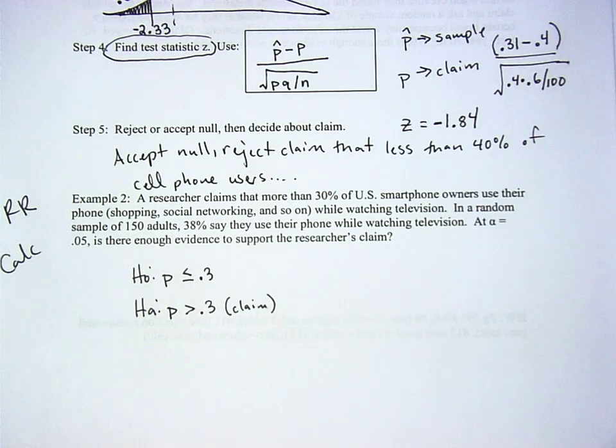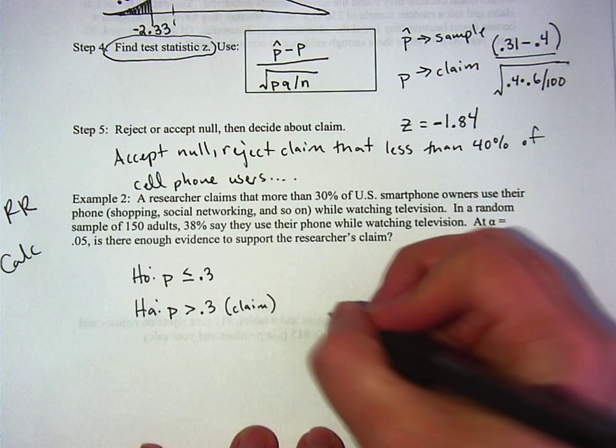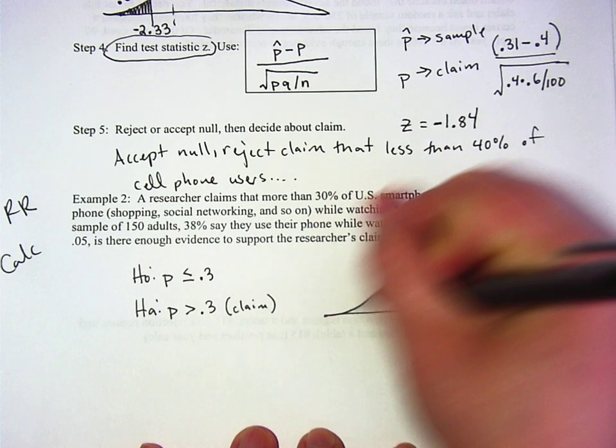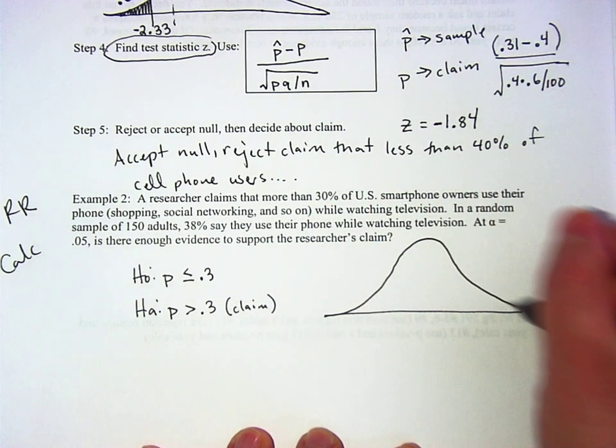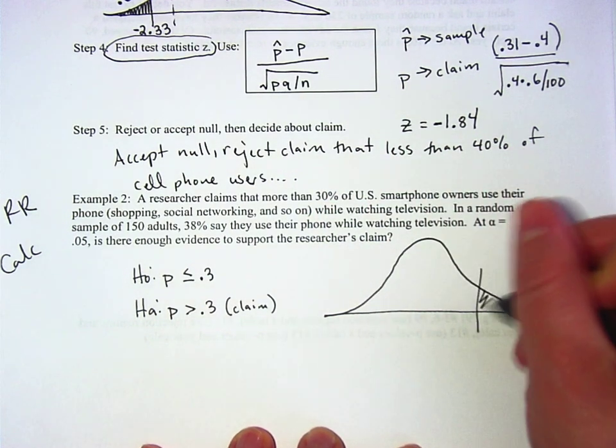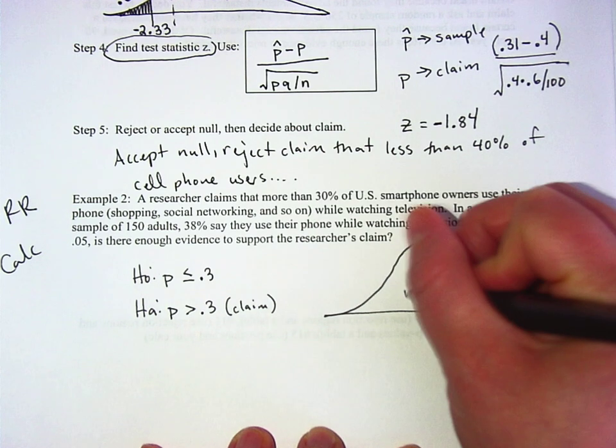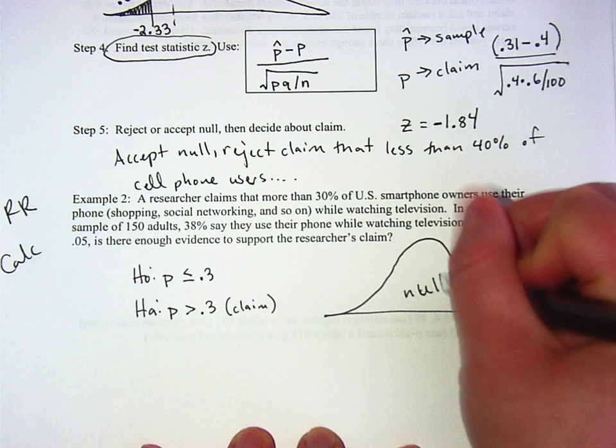And then we're going to draw a picture. Left-tailed, right-tailed, two-tailed. Right tail. We're using rejection regions.